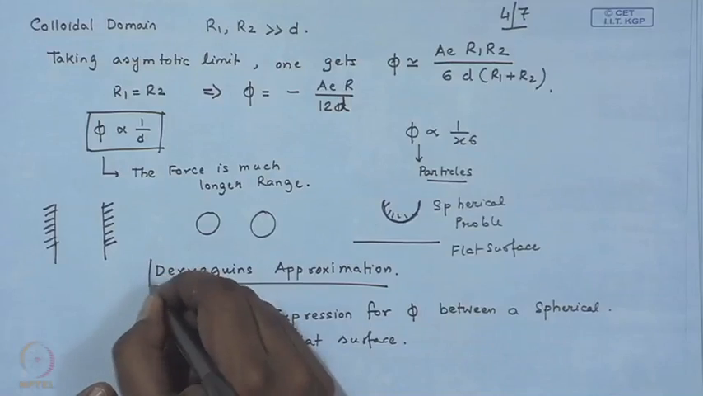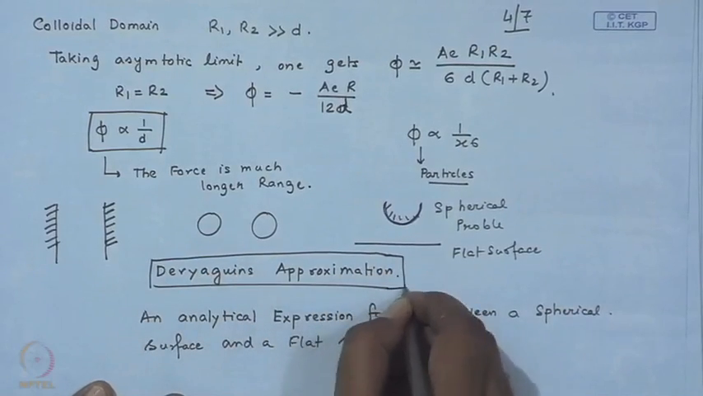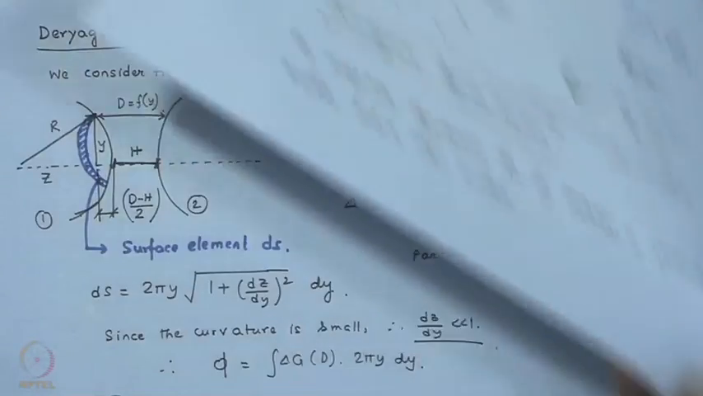But one of the ways is to find out an expression for phi between a spherical surface and a flat surface, and that is the objective of Derjaguin's approximation, or that is how it works.